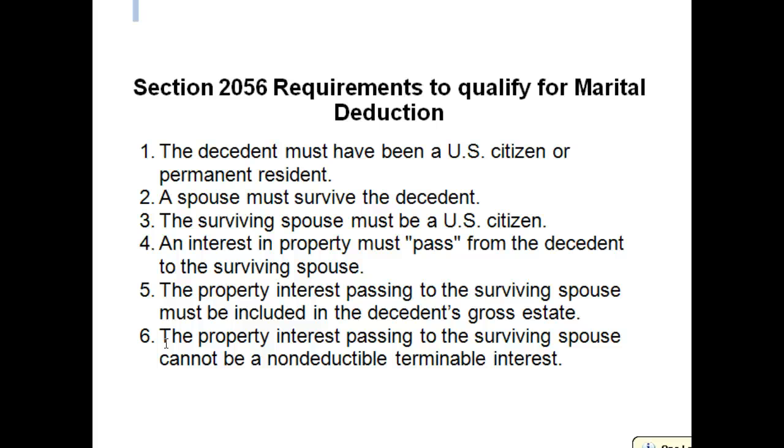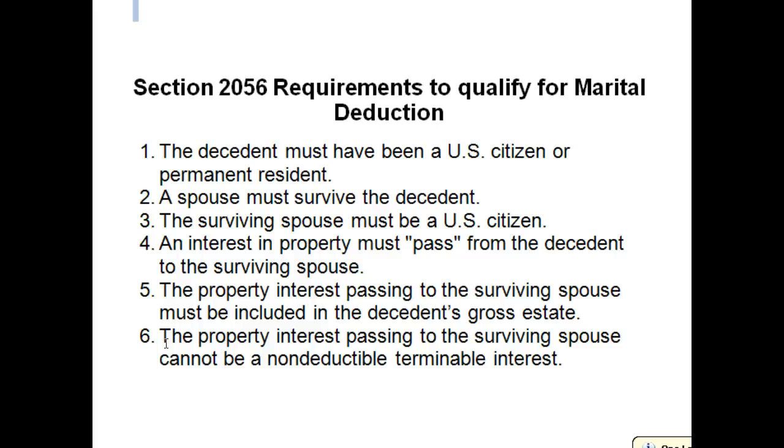That could be that you get an interest for life, then you die, and the remainder goes to someone else. That is called an interest that failed upon the occurrence of an event, that event being death. It could also be a situation where you get the use of the property until you marry, and then it goes to someone else. Well, the occurrence of the event is the remarriage. So there's two ways to have a non-deductible terminable interest.